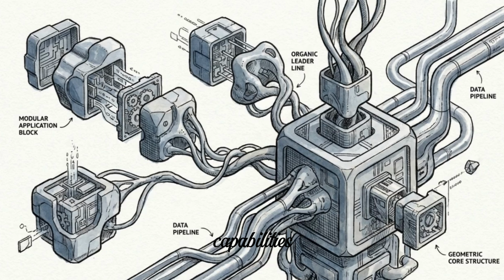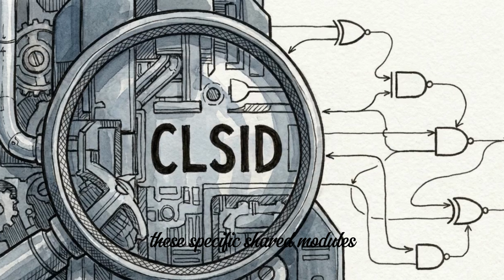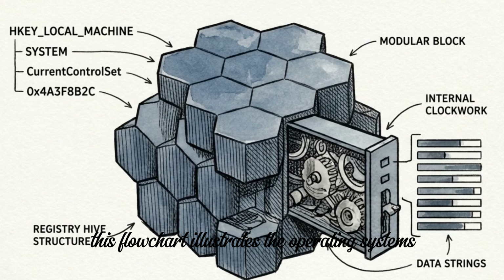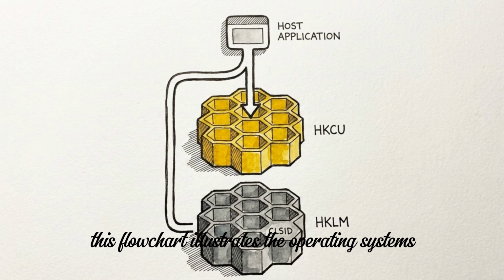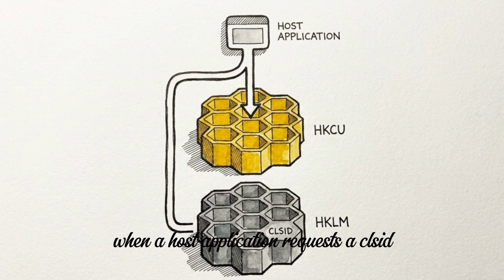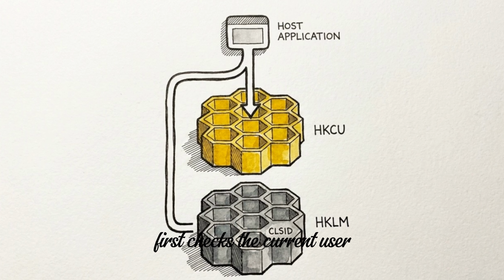The Windows Component Object Model, or COM, is a structural framework that allows different software applications to interact and share capabilities. To find these specific shared modules, applications query a class identifier, known as a CLSID. This is a unique alphanumeric string in the registry that acts as an exact address for a required piece of code. This flowchart illustrates the operating system's built-in search hierarchy. When a host application requests a CLSID, Windows first checks the current user hive, HKCU, before moving down to check the local machine hive, HKLM.